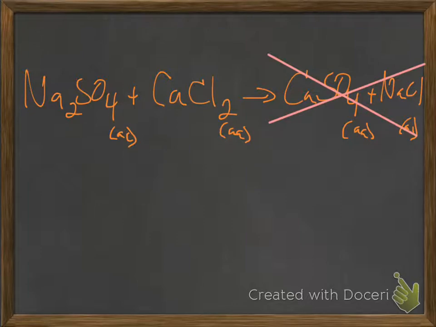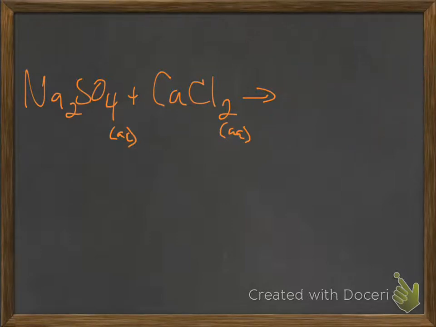So if you look at that table and you see that both of the products are soluble or slightly soluble, you don't even have to write the products down. You don't have to balance. You don't have to worry about phases. You just write NR for no reaction. Okay? Kind of makes life simple.